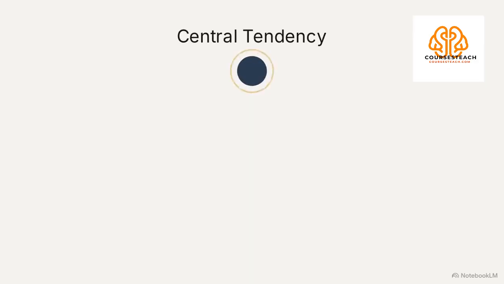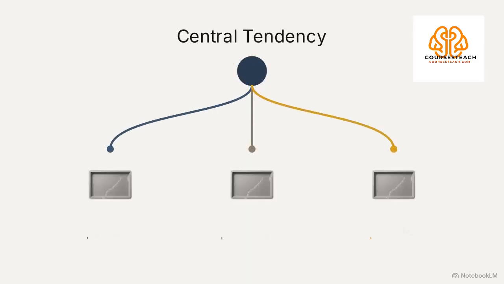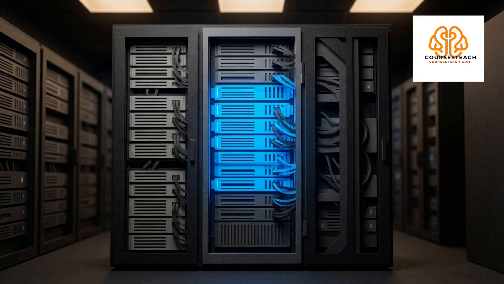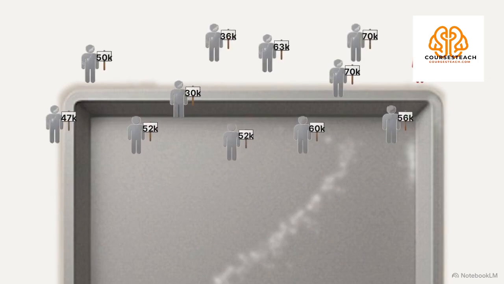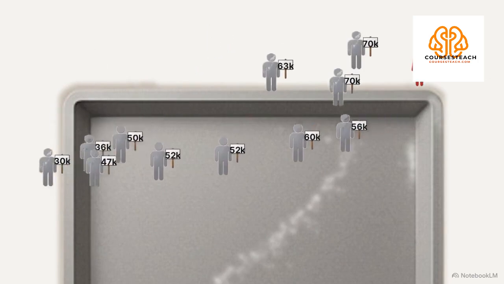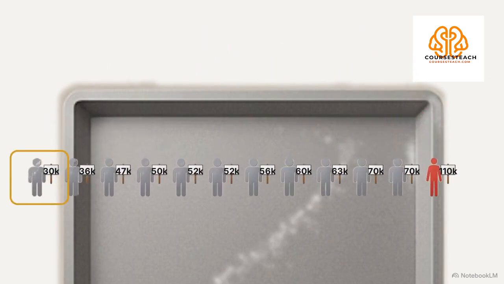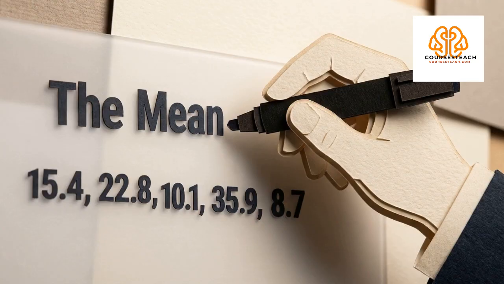But there is a catch. There isn't just one single mathematical way to calculate it. Let's start by extracting a tiny, manageable sample from your database. We will pull just 12 employee salaries, sorted from lowest to highest, starting at $30,000 and going all the way up to $110,000. The most common way to find the center is the mean.